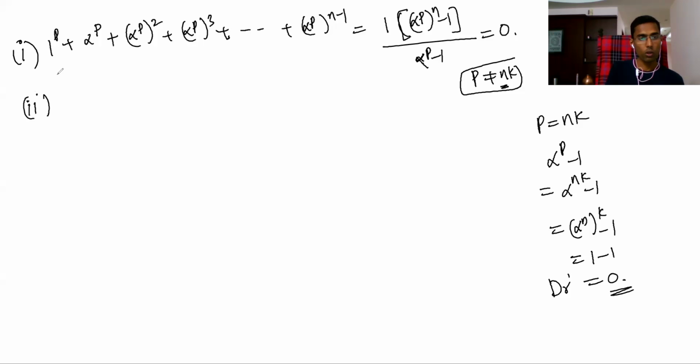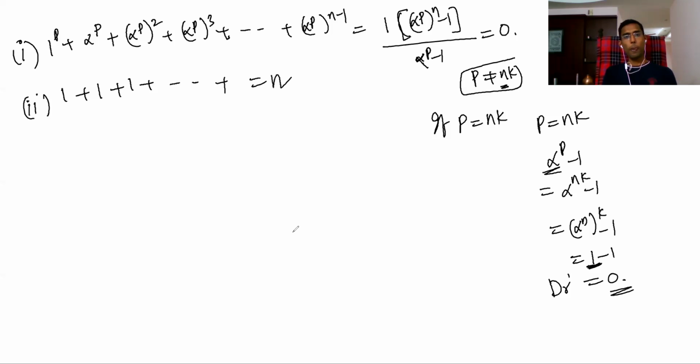Second condition, if p is a multiple of n, then what happens? If p equal to nk, then alpha power nk is alpha power n, which is 1, whole power k. So alpha power p, as already discussed, is going to be 1. So 1 plus 1 plus 1 plus 1, n ones, equal to n. So hope you understand this one.